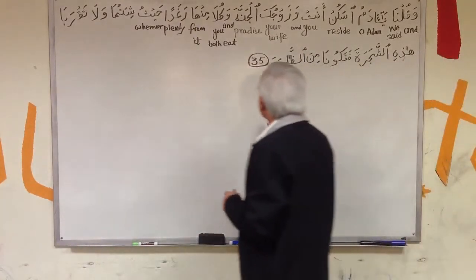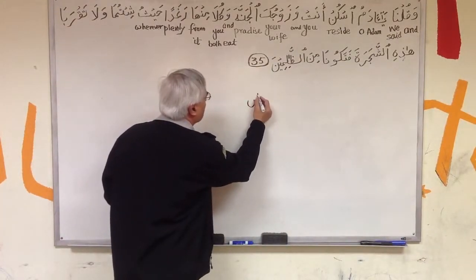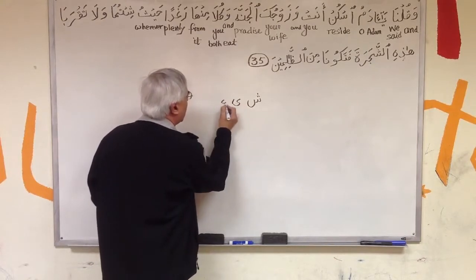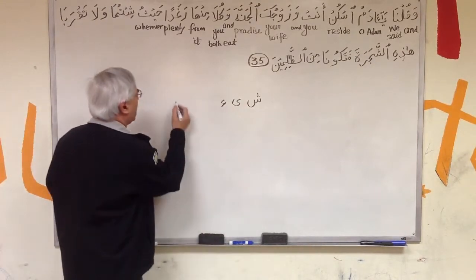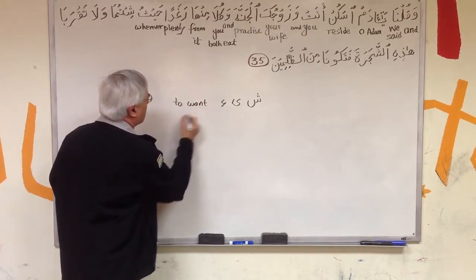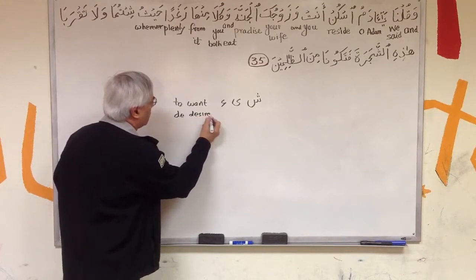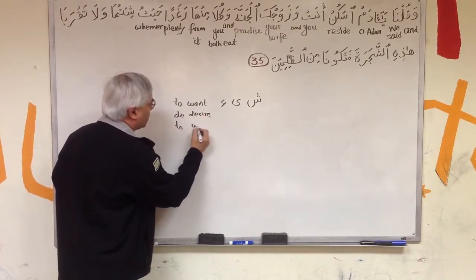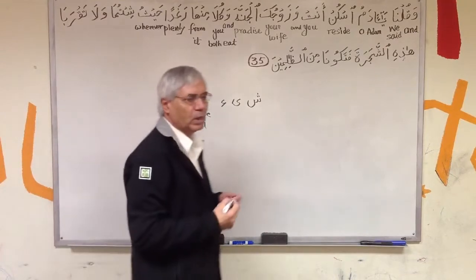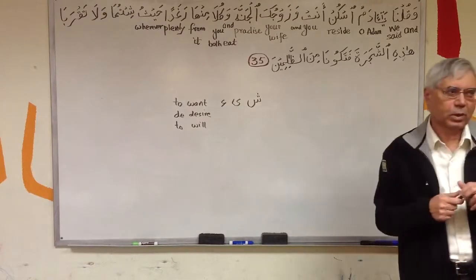Now the next word, it starts with these three letters, Sheen, Ya, and Hamza. Okay, this means to want, to desire, or to will. Okay? We use this word all the time.